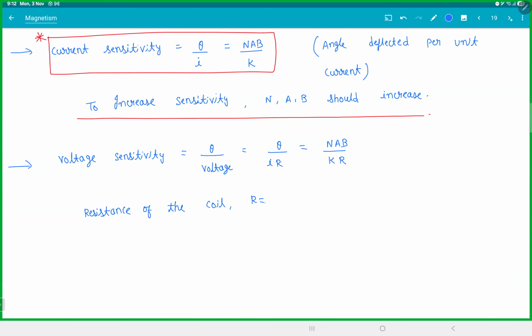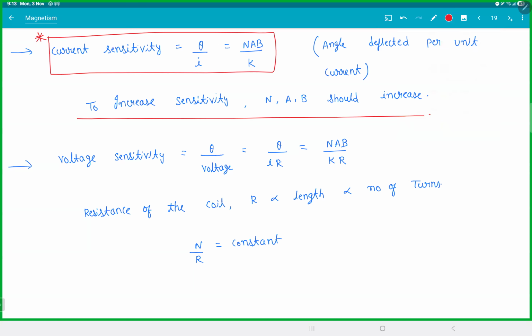If you remember the formula, it is rho L by area. It is proportional to the length of the wire. And the length is proportional to the number of turns. That means if you increase the number of turns, you're also increasing R. So N by R remains constant. So if you increase the number of turns, current voltage sensitivity won't increase.